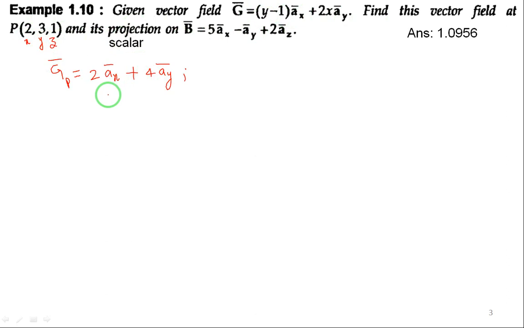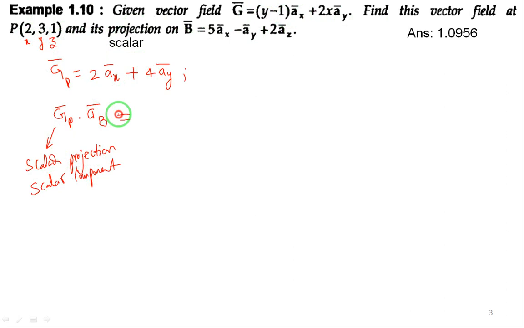Then find the scalar projection on B vector. G vector at point P is there, and I want to find the scalar projection on B vector. It is given by the formula: G vector at point P dotted with the unit vector directed along B vector, aB vector. I have to take the unit vector, then it will give me the scalar projection. Some people also call it scalar component. So G vector at point P directed along the unit vector along B vector, we have to find.